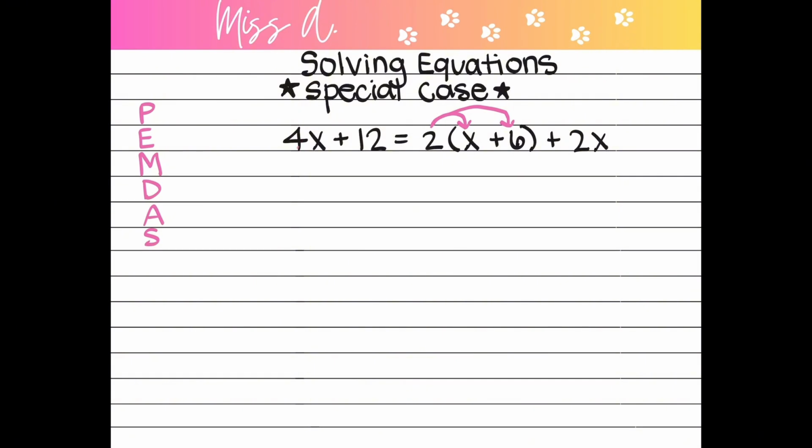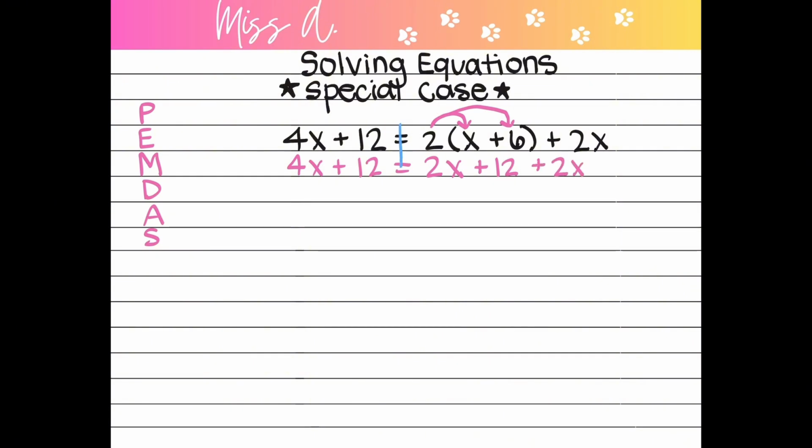When I do that, everything else is just going to stay the same. So 4x plus 12 stays the same. My equal sign stays the same. I'm multiplying here. 2 times x is 2x. And then 2 times 6 is positive 12. And this was not in parentheses, so I just bring it down.